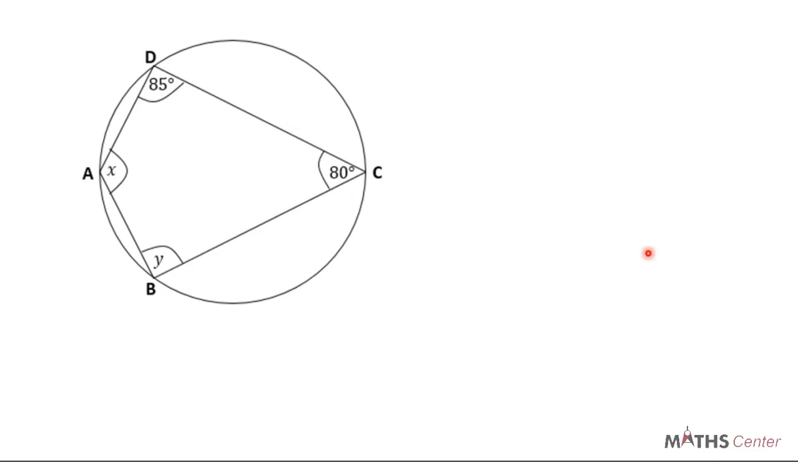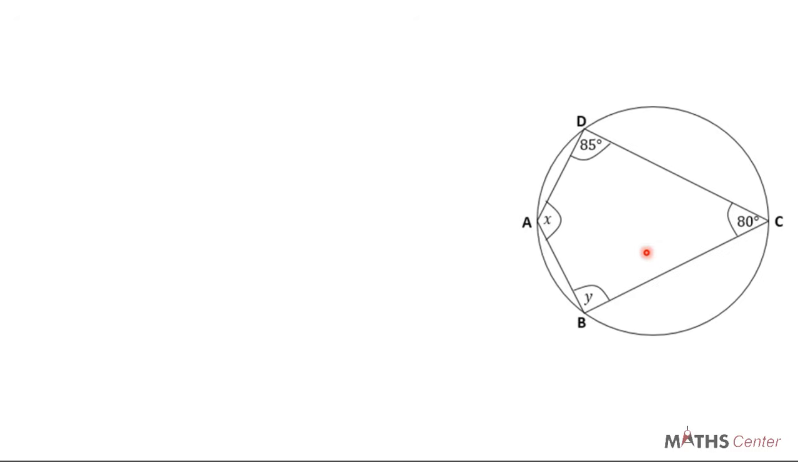Let's move on to the next question here. We are supposed to find the value of s and y. Now, consider the diagram very well. I can see that ABCD is a cyclic quadrilateral. That is a quadrilateral that fits into a circle.